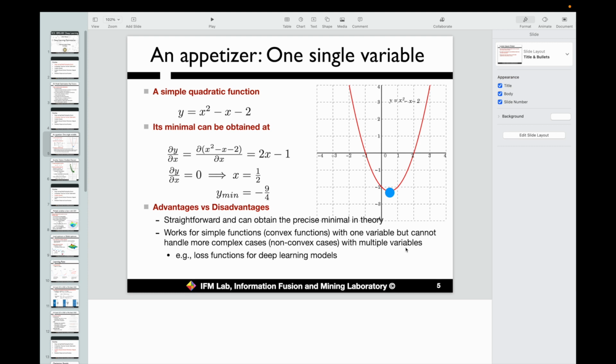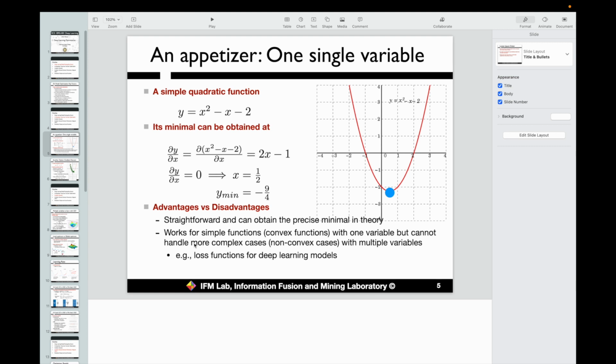So, for example, when we are training the different models, we have to design our model architecture as well as the loss function. In many cases, the loss function will be non-convex. Also, for the different models we are training, we have so many variables to be learned. So then this kind of method cannot work well for our deep learning training anymore, right?